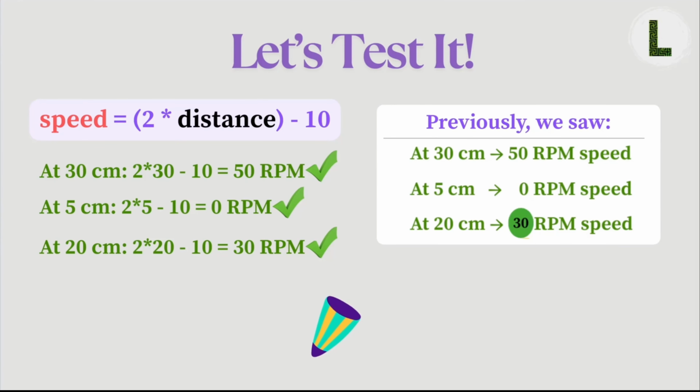It works perfectly and gives us smooth, gradual slowing as the robot gets closer to the obstacle. Whether you're thinking about it visually or mathematically, linear interpolation lets you find the just right speed between two known points. Now let's use it in code.